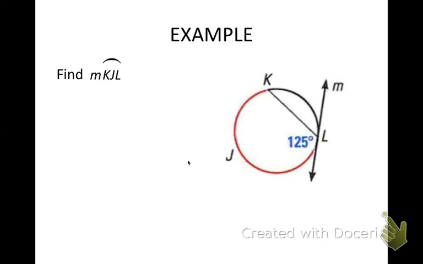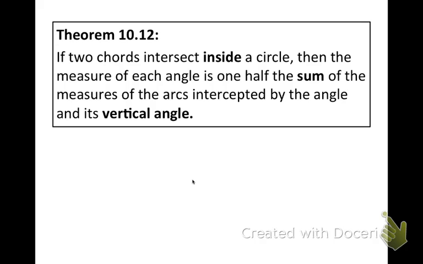All right, so here we had the vertex occurring on the circle. Now we're going to put our vertex in two new locations. We had our vertex at the center. When it's at the center, that's the easiest because they're equal to each other. When your vertex is on the circle, it's half the intercepted arc. So now we're going to put the vertex inside the circle.